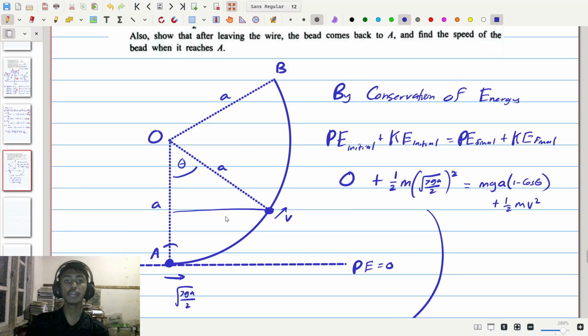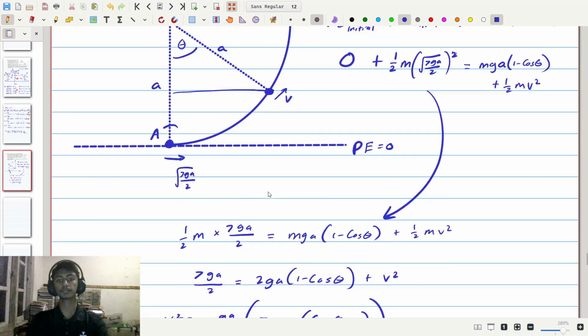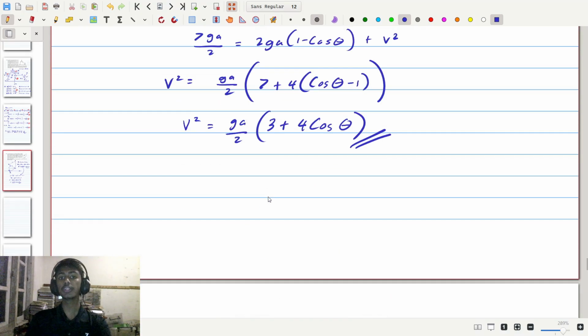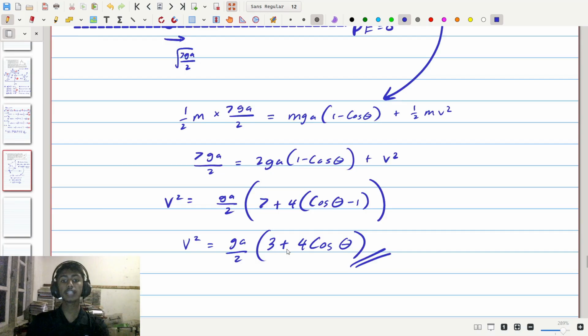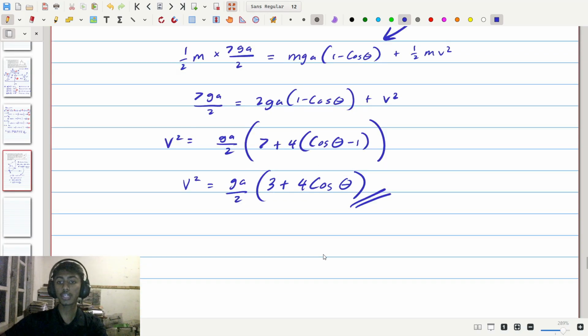and all we need to do is to realize that since there is no loss of energy here, we could actually apply the conservation of energy in this situation. So now we've proven that v squared is equal to ga over 2 times 3 plus 4 times cosine of theta, but we also need to say this is for theta in between 0 and 2 pi by 3 radians.